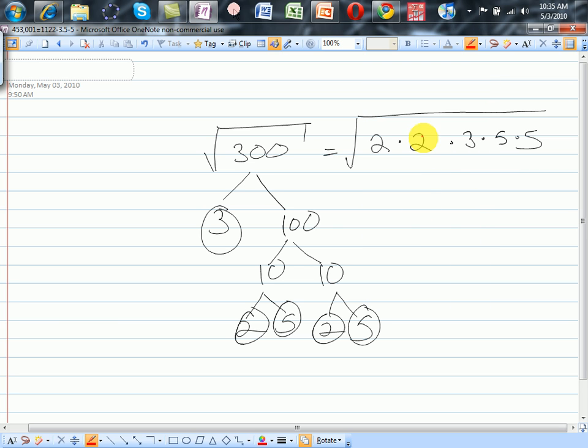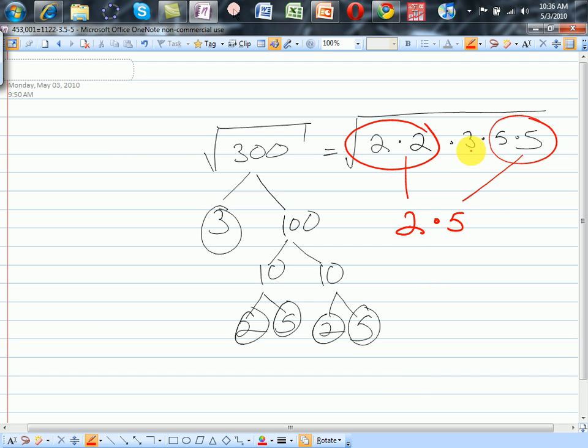Anywhere that we see a pair, we pull one of those numbers out. So we'll pull out 1, 2, and we'll pull out 1, 5. All of the numbers that are pulled out, we find the product of. All of the numbers that are left under the radical without a matching number or that don't belong to a pair, we'll find the product of also.